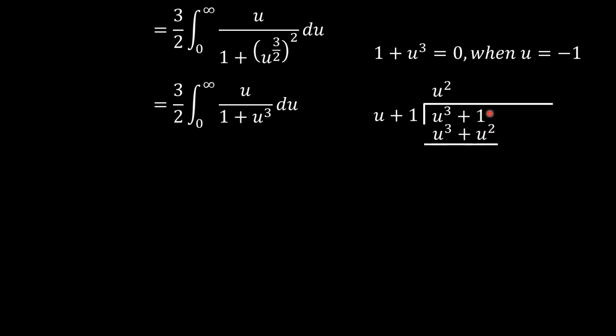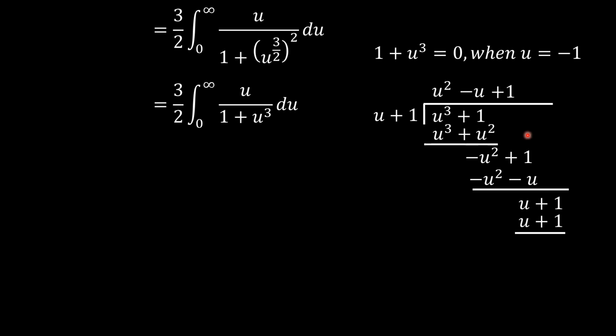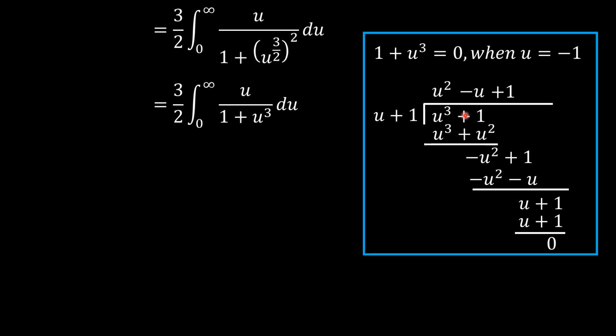Subtract that from u cubed plus 1, you get negative u squared plus 1, and then multiply by negative u, that becomes negative u minus u. Subtract from u squared plus 1, negative u squared plus 1, you get u plus 1, and we multiply by 1, we have u plus 1. And so the other factor in the factorization of 1 plus u cubed, other than u plus 1, is going to be u squared minus u plus 1.